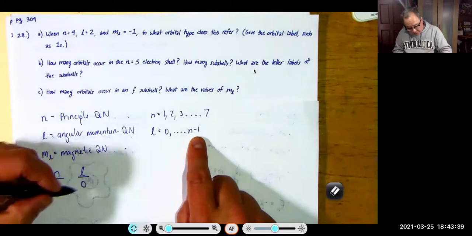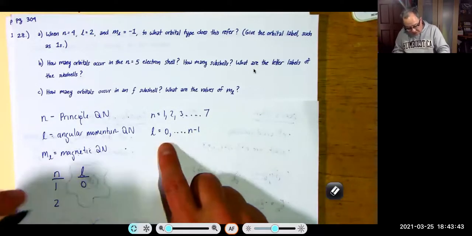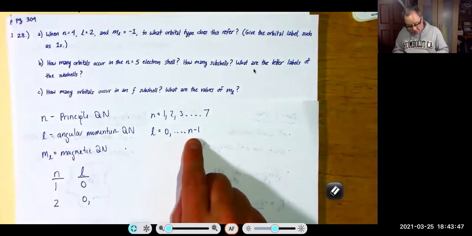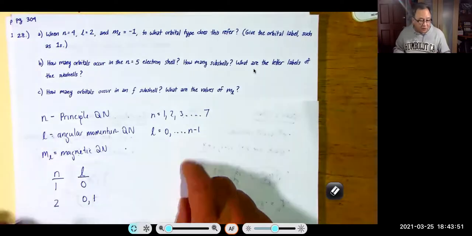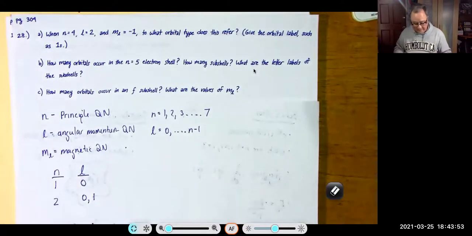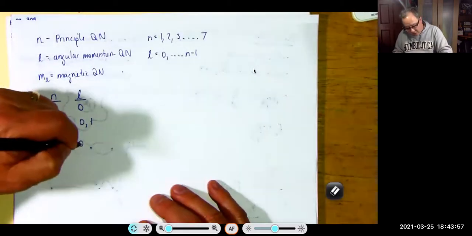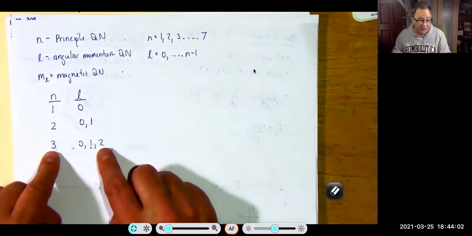Now, if n is equal to 2, what can L be equal to? Well, it can certainly be 0 all the way up to n minus 1. In this case, it'd be 2 minus 1. So L can be a 0 or a 1. And for 3, you can have a 0, a 1, or a 2. This number here is always 1 less than the shell number.